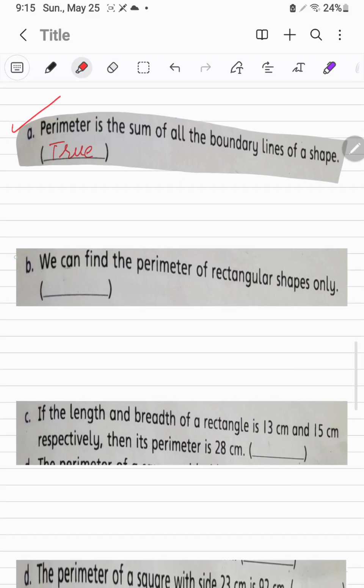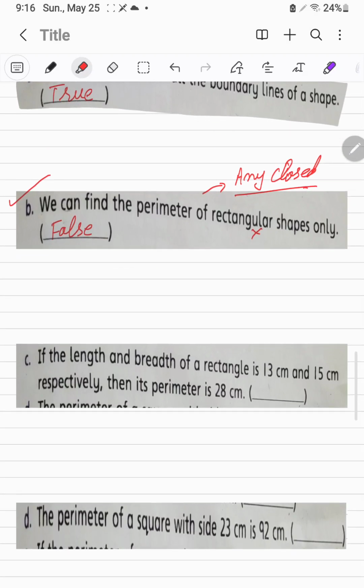Now its B part: we can find the perimeter of rectangular shapes only. No, it is not correct. It is false. We can find out the perimeter of any closed shape. This will be correct. Here it is given only rectangular, that is wrong, not correct.